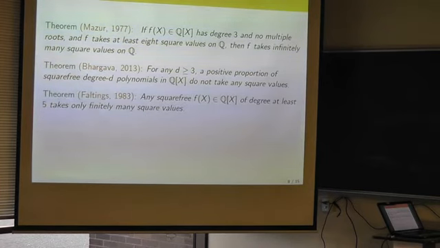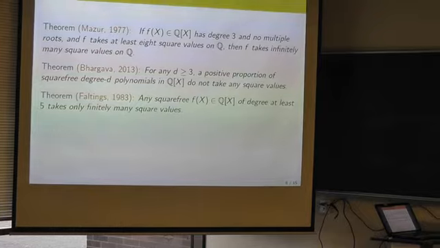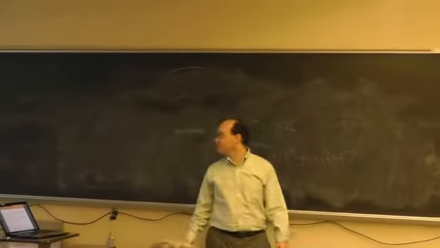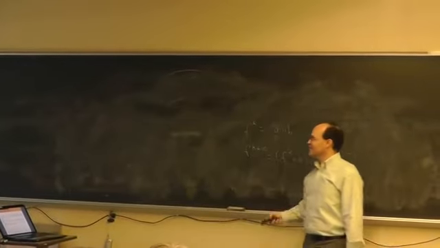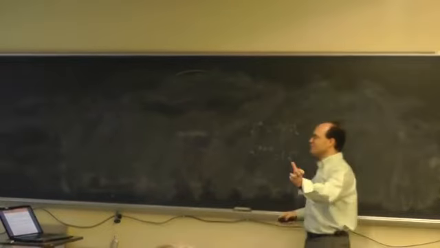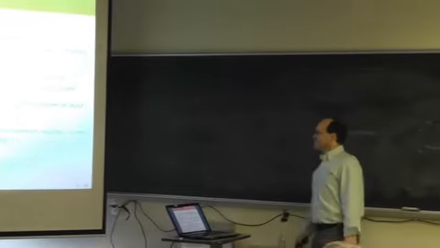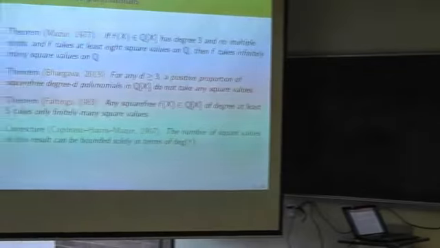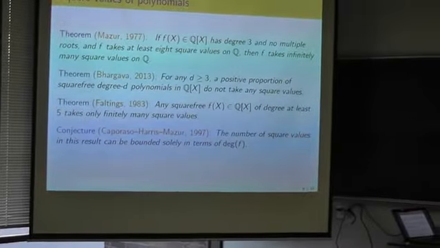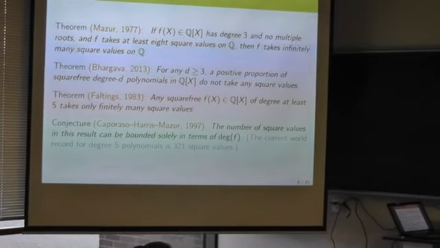Faltings' theorem, or the Mordell conjecture, stated in accessible terms, says that if you have any square-free polynomial of degree at least 5, then you only get finitely many square values. So now we're not talking about most, we're talking about the weird ones that have a lot of values, which still don't have many. And then there's a conjecture that really the weird ones don't take many, that there's some uniform bound.